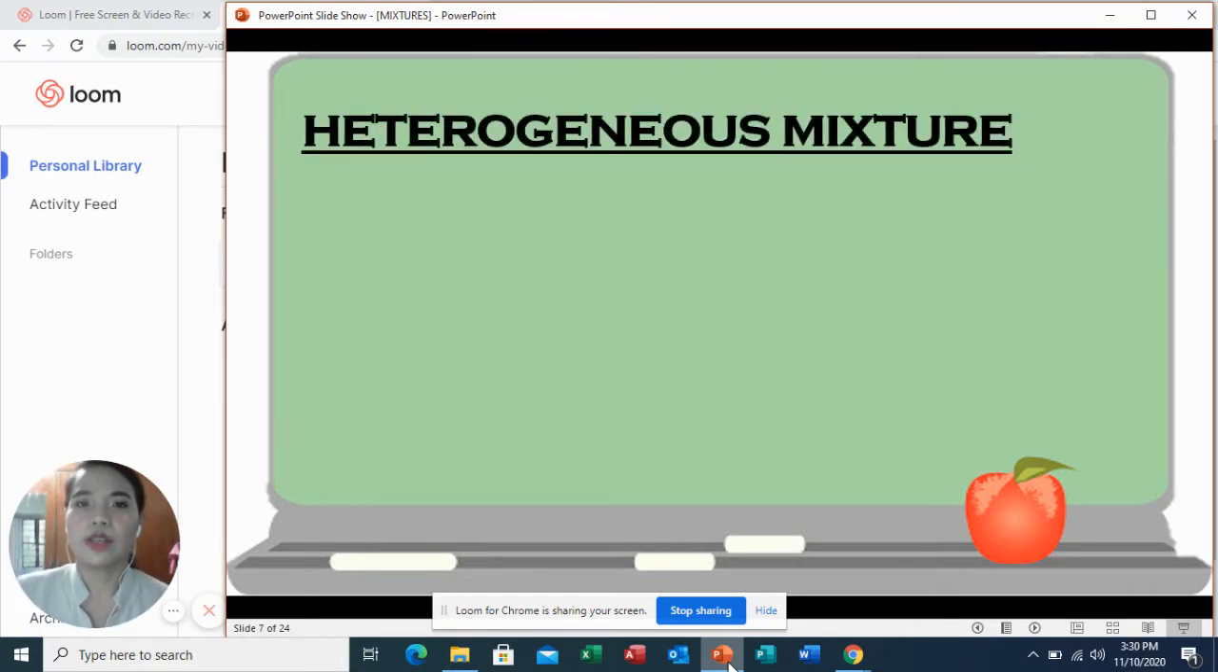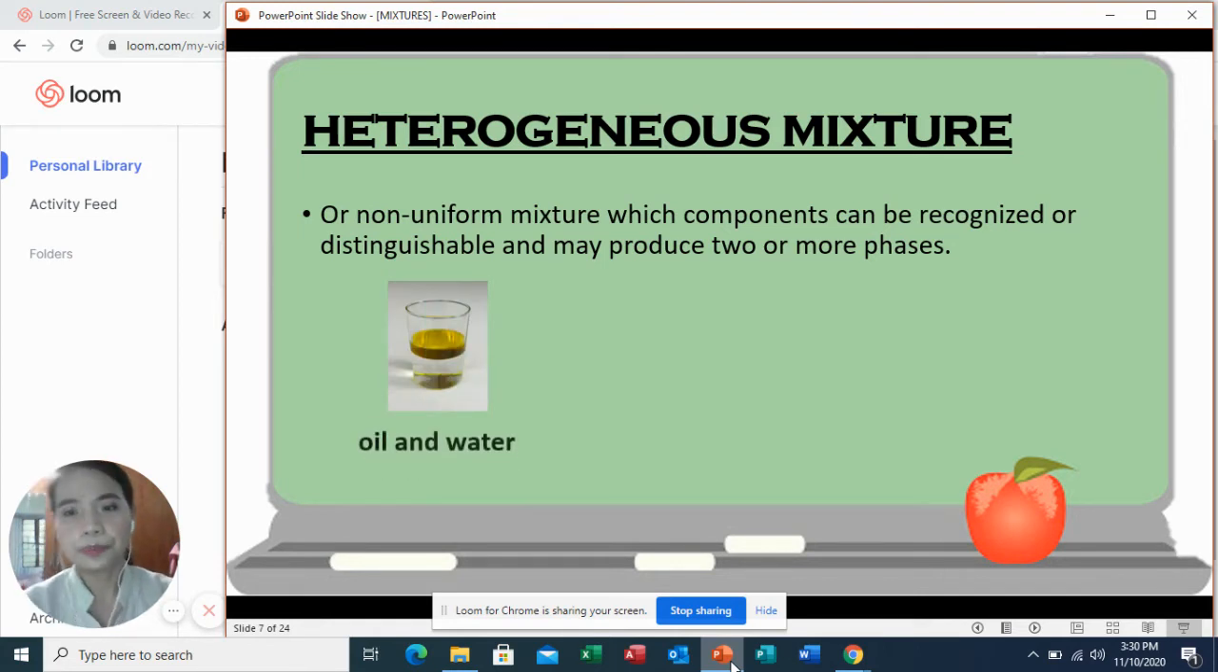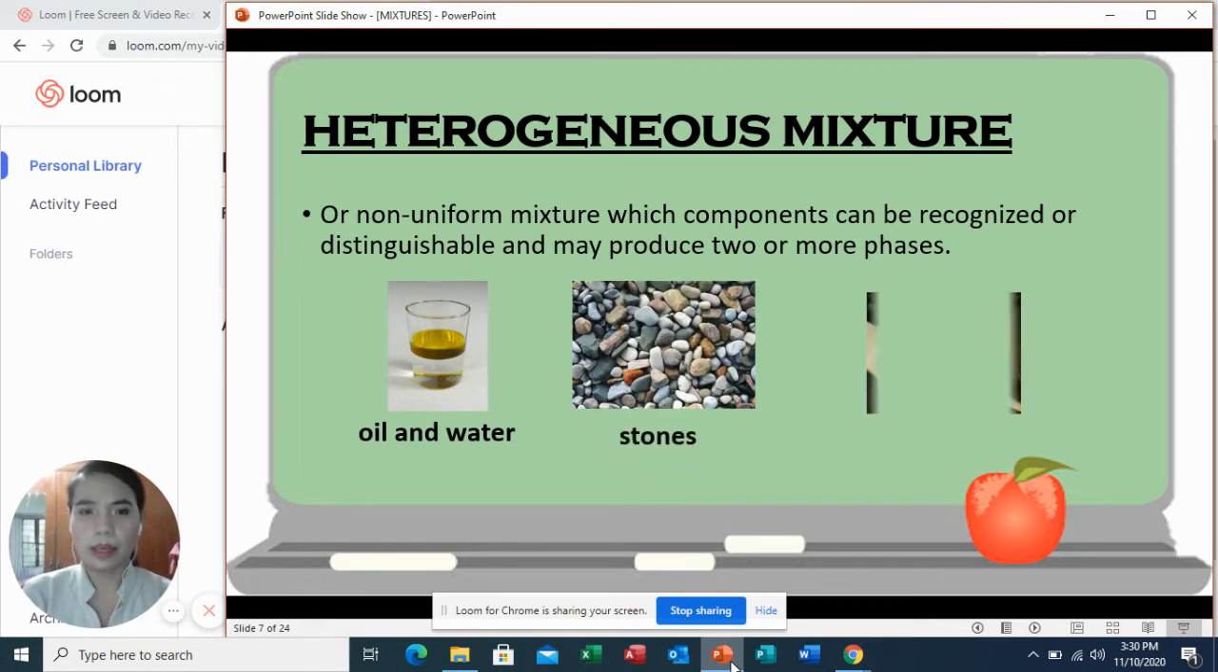Another one is the heterogeneous mixture. When we say heterogeneous mixture, it is a non-uniform mixture whose components can be recognized or distinguishable and may produce two or more phases. After mixing it, you can see a different composition afterward. The substances are not distributed evenly. It contains two or more kinds of compounds or phases and does not have a uniform composition. That's why it is also known as a non-uniform mixture. Some examples of heterogeneous mixture are oil and water, stones, and iced tea.